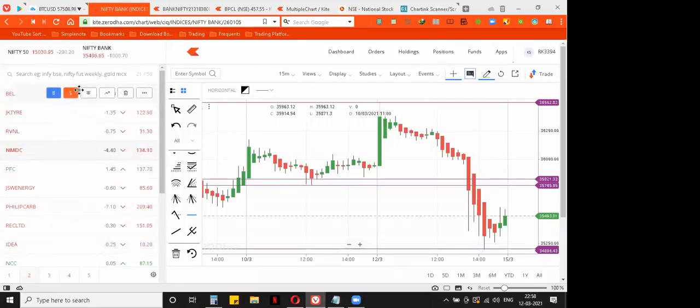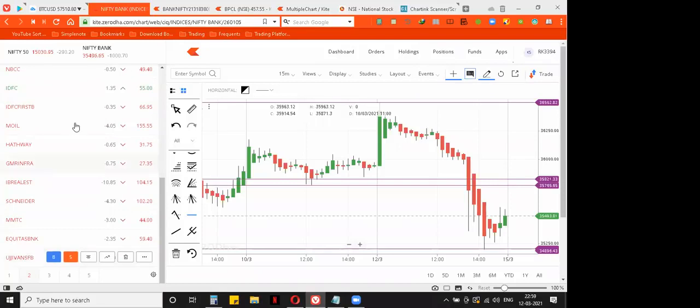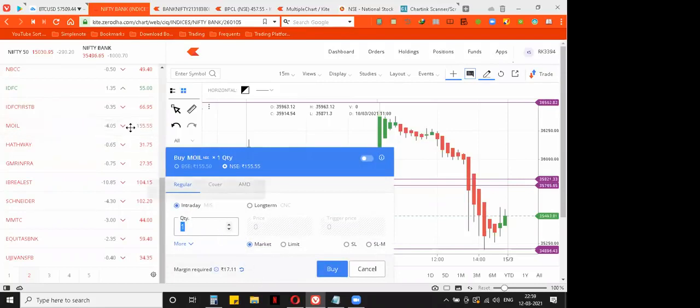And interestingly, I found many of these stocks which are not there in Zerodha's equity margin list. They tend to give you a lot of margin. Like for instance, this MOIL is a share where, though the price is 155 rupees, for a zero margin scenario you should have been paying 155 per share, right? But they're asking you to pay a margin of only 17 rupees.